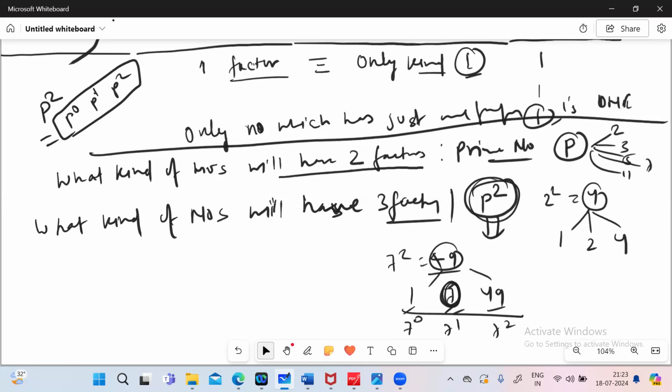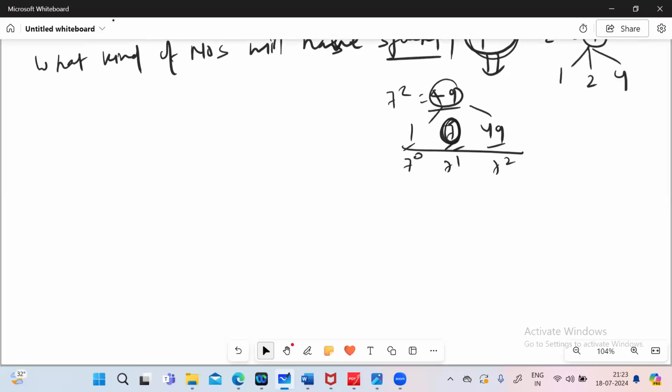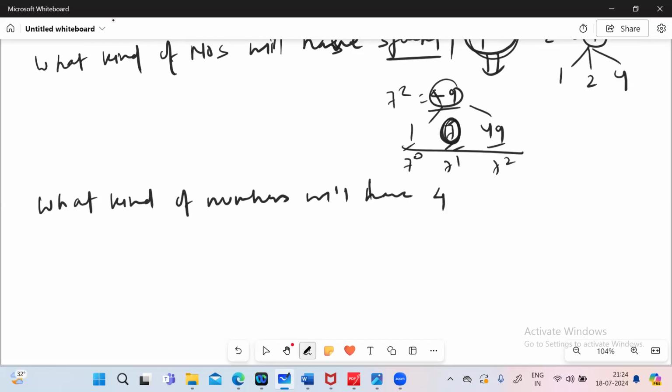Now tell me what kind of number will have four factors? What kind of number will have four factors? Anyone? Every number other than prime numbers, like non-prime numbers? No. There may be just like 60. 60 has 12 factors. So how can you visualize a number which has just 4 factors?